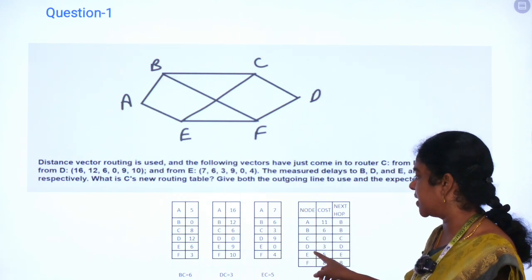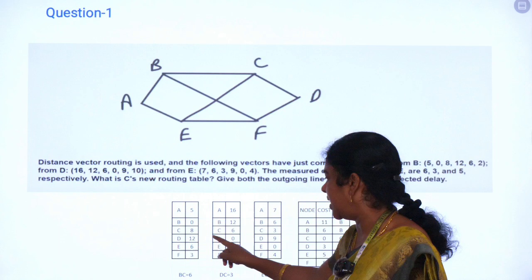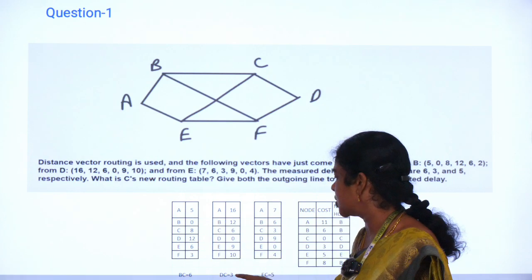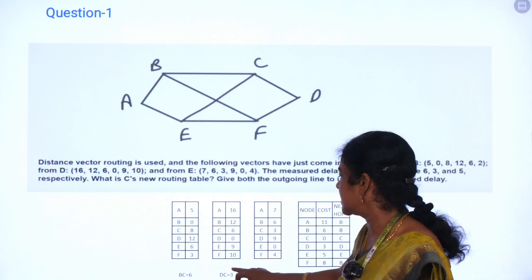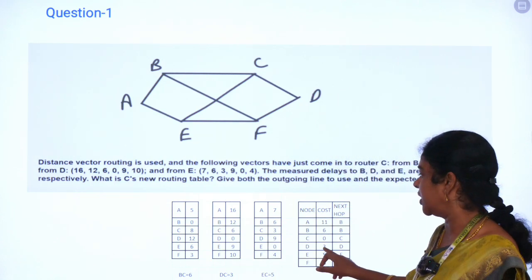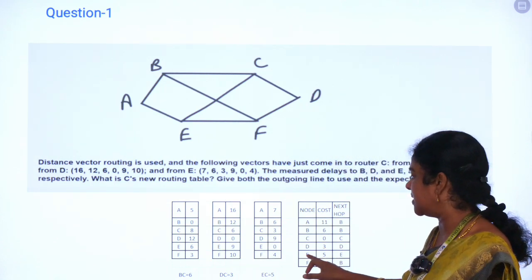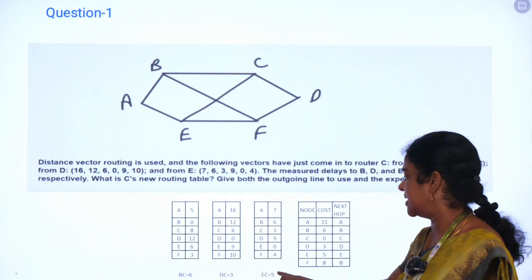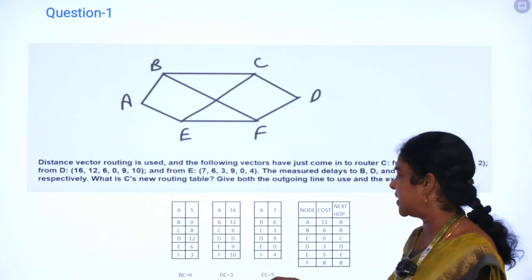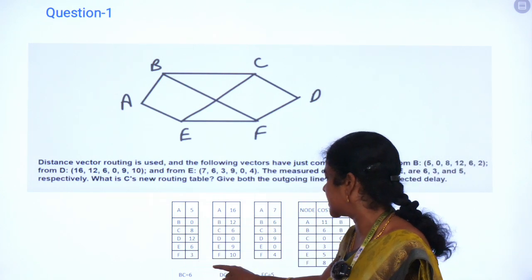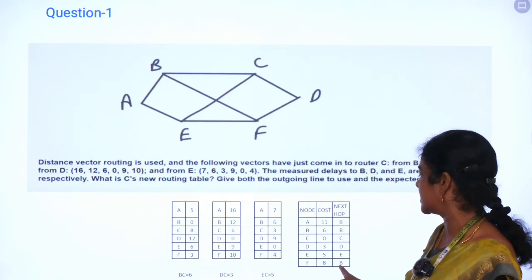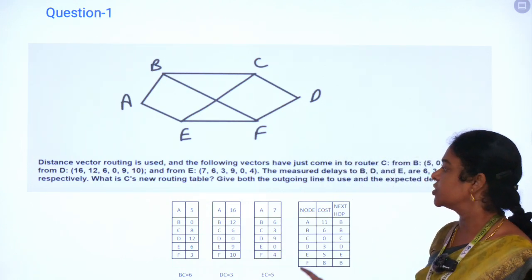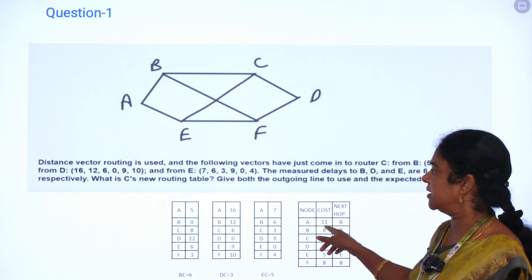D, again you find out. Here you check D: 12, here 0, here 9. So 0 is the least cost, so 3. D to D is 3. Next, E: 0 is the least cost, so 5. For F, you check here: 2 plus 6 is 8, 10 plus 3 is 13, 4 plus 5 is 9. So the least cost is via B, so this is 1. So you find the minimum table by this method only.